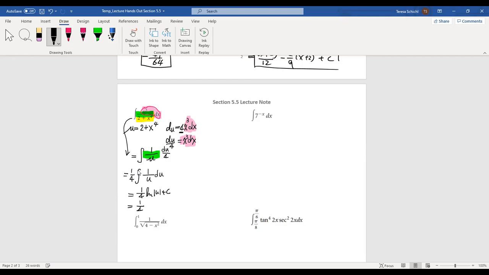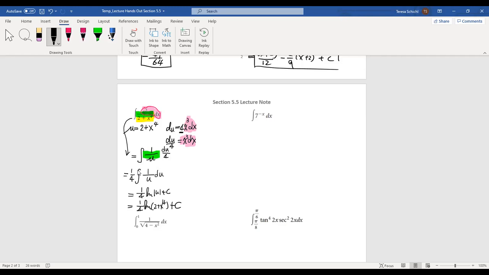So this is 1/4 natural log of 2 plus x to the fourth. Because this is all positive, I don't need to put the absolute value here. All right, so this is plus C here. Okay, now let's take a look at the next one.